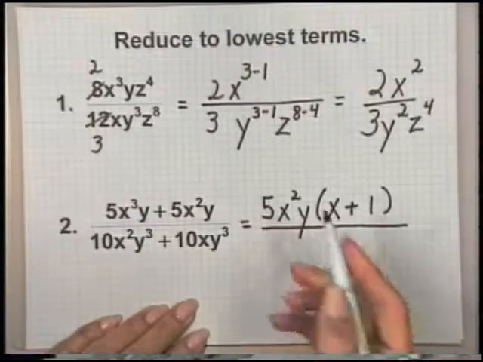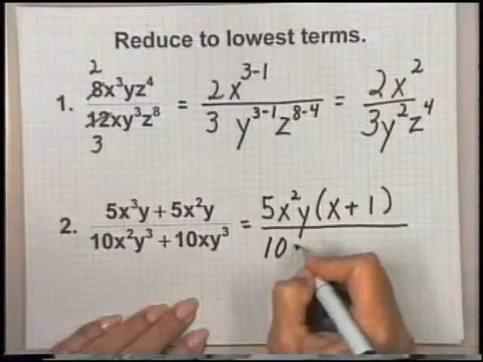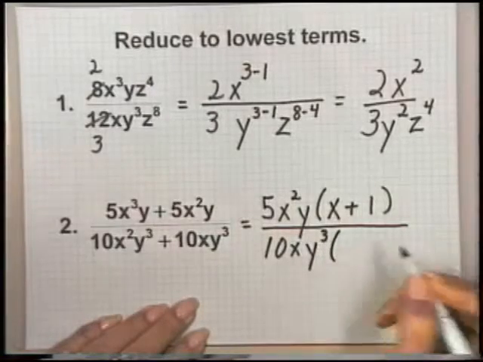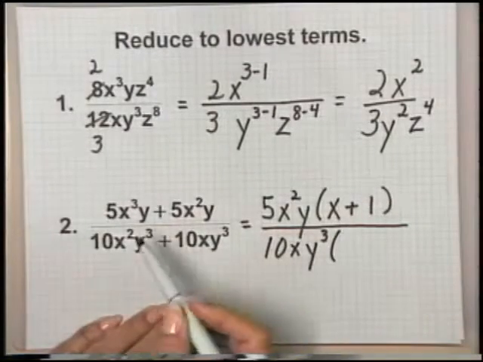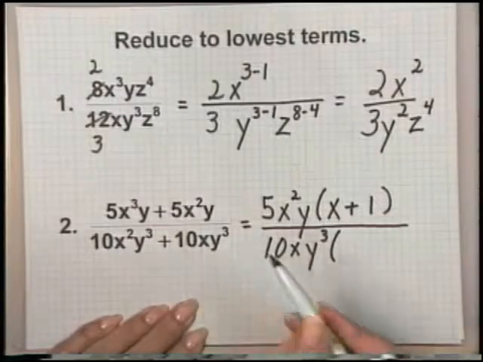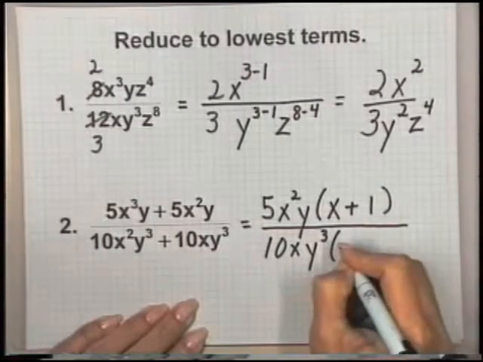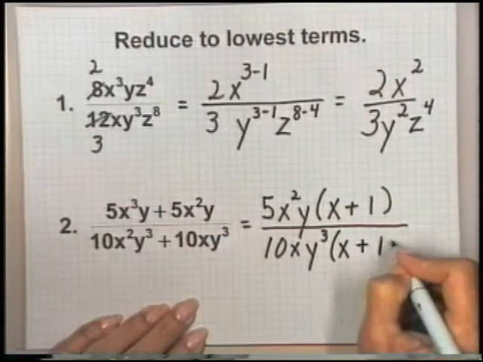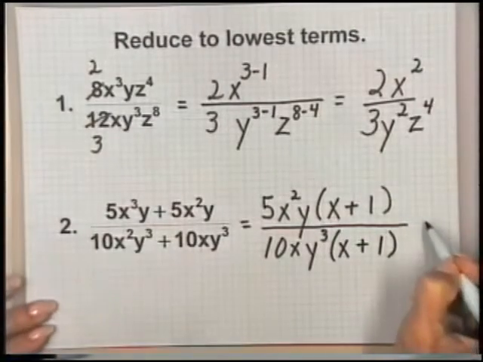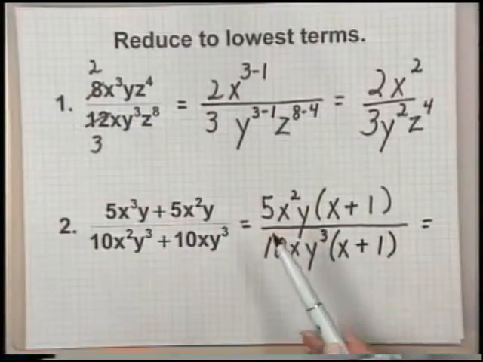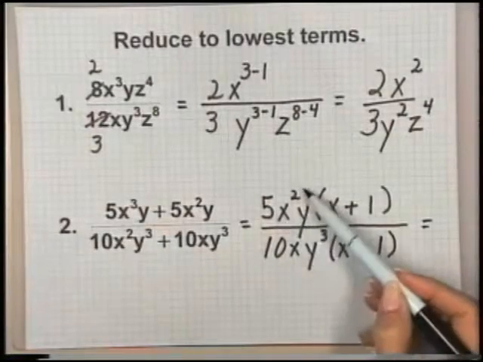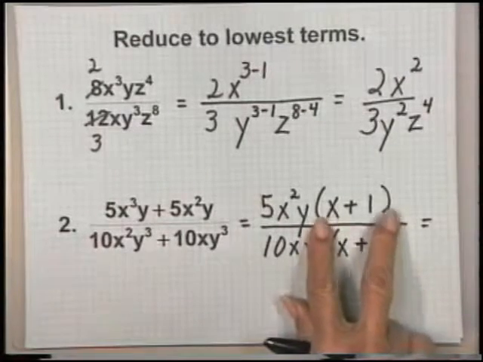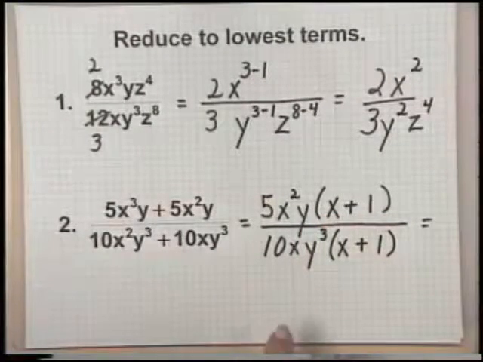Factoring my denominator, I have a common factor of 10xy cubed. When I factor 10xy cubed out of the first term in the denominator, I'm left with x, and out of the second term, I'm left with plus 1. Now let's look. My numerator has a factor of 5, a factor of x squared, a factor of y, and a binomial factor of x plus 1.